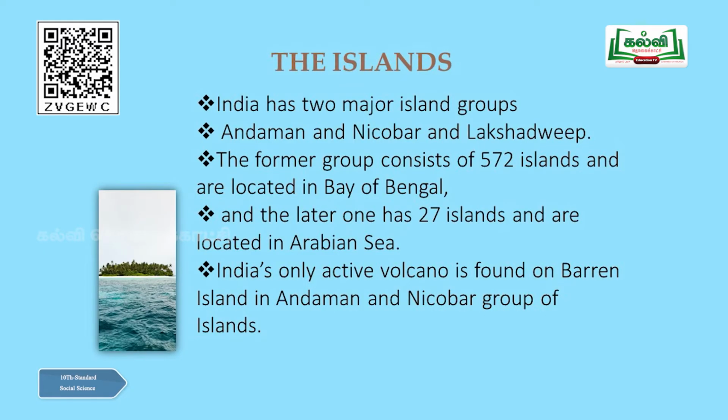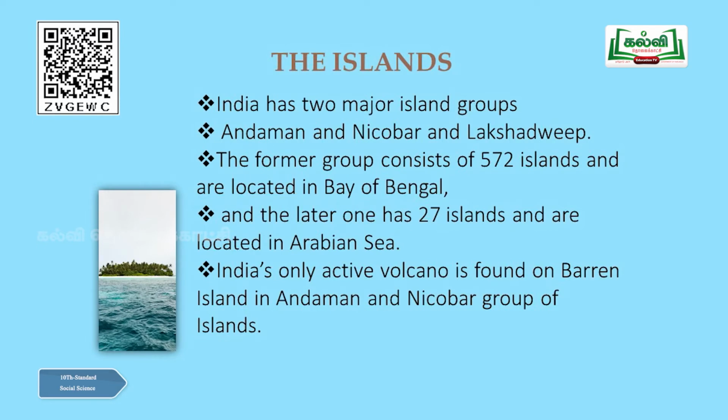And the last important physical division of India is the islands. You all very well know what an island is and its definition. An island is a land which is surrounded by water on all four sides. Examples are the Andaman and Nicobar Islands and the Lakshadweep Islands. India has two major groups of islands. The first one is the Andaman and Nicobar Islands and the second one is the Lakshadweep Islands.